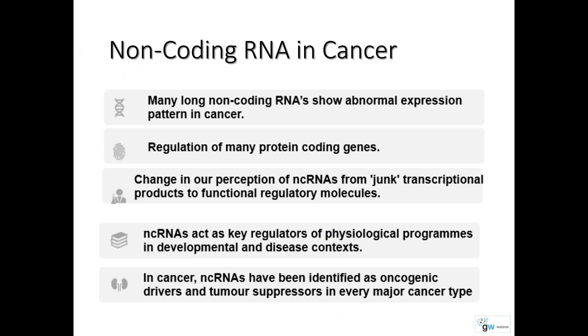Even before the sequencing analysis of the human genome, we thought even the non-coding RNAs were junk sequences, because since they are not coding for any particular protein, we thought that these non-coding RNAs do not have any functional consequences. But in the recent extensive analysis of several normal genomes and several cancer genomes, we found that many RNAs show abnormal expression patterns that are specific to cancer and different from the benign tissue, and they do play an important role in the regulation of many protein coding genes as well.